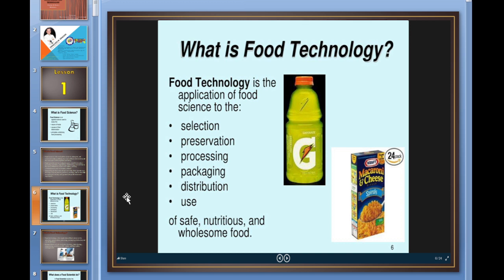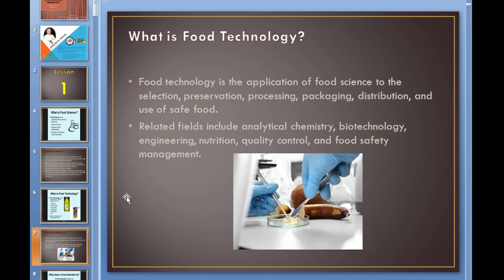Okay? It also depends on the raw ingredients you use. So if the raw ingredient you use is strawberry, the nutritional factors of the strawberry should still be maintained, not lost. So that is one of the important things to consider. Okay, so food science and food technology, according to what we've mentioned: food technology is the application of food science to the selection, preservation, processing, packaging, distribution, and use of safe food. It is also related to fields including analytical chemistry, biotechnology, engineering, nutrition, quality control, and food safety management.